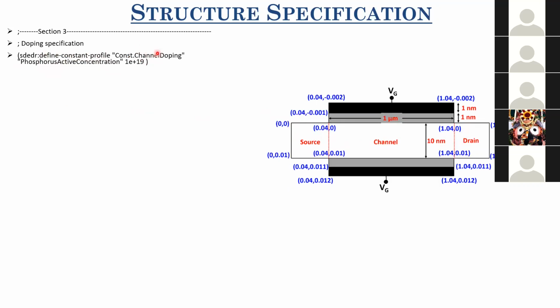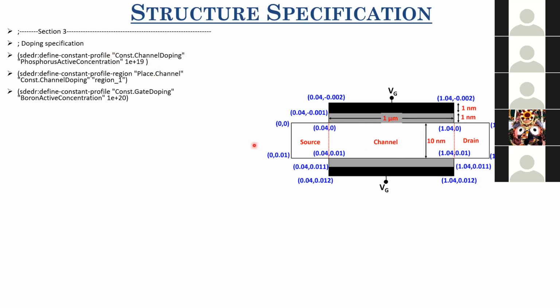I have named that doping profile constant channel doping. It's phosphorus and its active concentration is 1E19. Then again, I have to place this doping concentration in a region. So here I just defined the doping concentration, that is, constant channel doping means it's phosphorus 1E19. Now I have to place this constant channel doping in the regions. Since our region 1 was silicon, which is the entire thing, I have placed my doping in the entire region. So that is what we do.